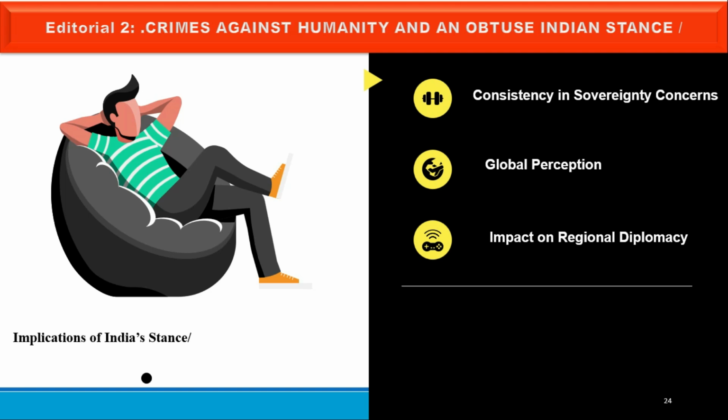There is consistency and also sovereignty concern. That is India's response. Its stance on the CAH treaty reflects a consistent policy, prioritizing state sovereignty over international justice oversight. There is also global perception. While India's position aligns with strategic and domestic priorities, it risks criticism for appearing to downplay the importance of accountability for gross human rights violations. There is also regional diplomacy impact, such as the Sri Lankan Tamil issue. India's reluctance to endorse robust international accountability mechanisms can weaken its credibility as an advocate for justice and reconciliation.